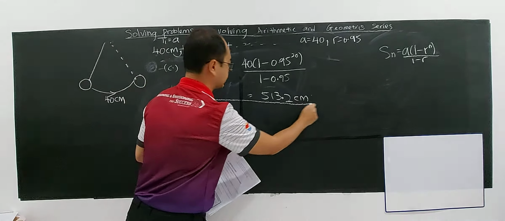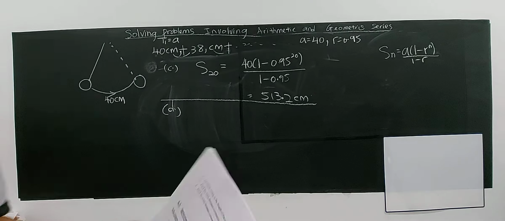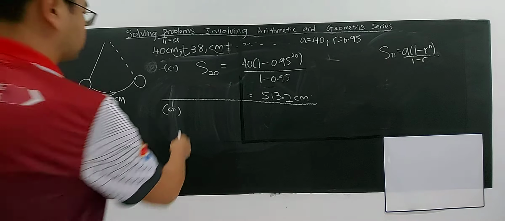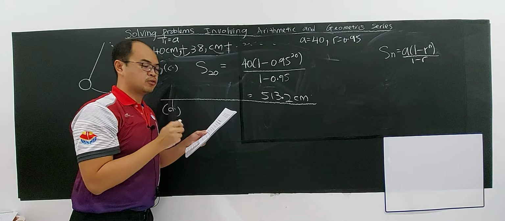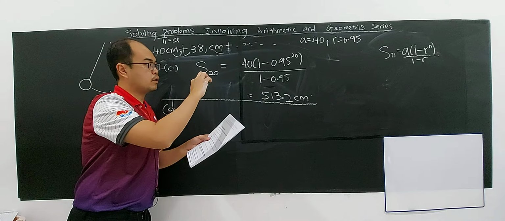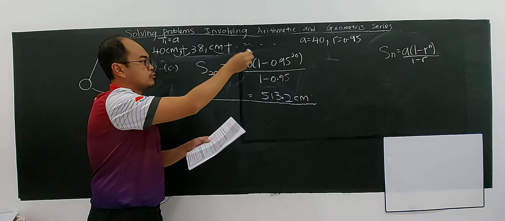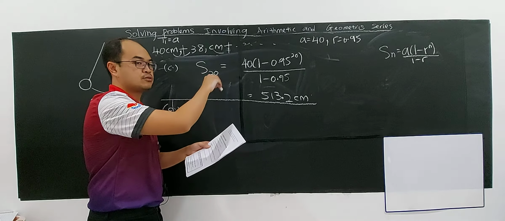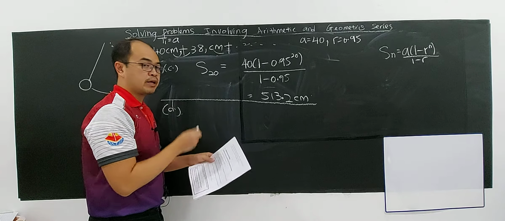Now we're looking at D. Find the total distance covered by the pendulum before it comes to stop. It's very different from the previous question. That question also asked for the total distance covered by the pendulum, but after the 20 swings, meaning it has already moved for 20 swings.